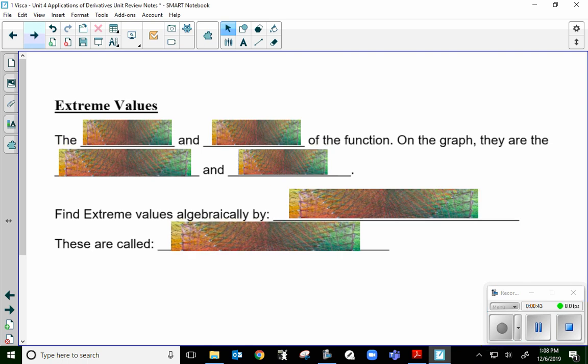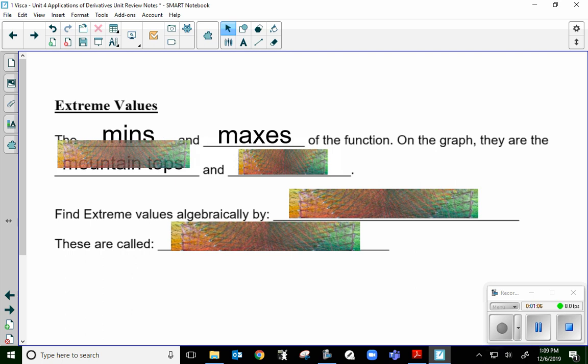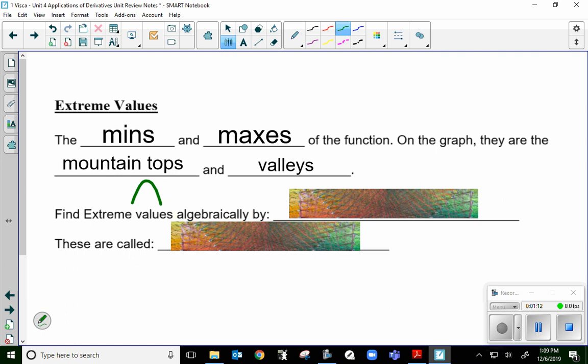Let's get started. First thing is we have extreme values. Our functions, our graphs, our equations will most of the time have some sort of extreme values. Sometimes there's not, but anyways, the extreme values are the mins and the maxes of the function. They are easy to tell on the graph: the mountaintops and the valleys. A mountaintop is a maximum, and a valley is a minimum. So we have maxes and mins, easy to tell on the graph.